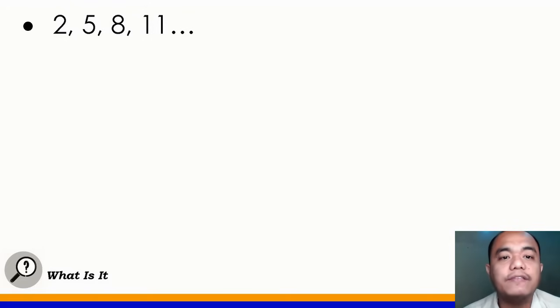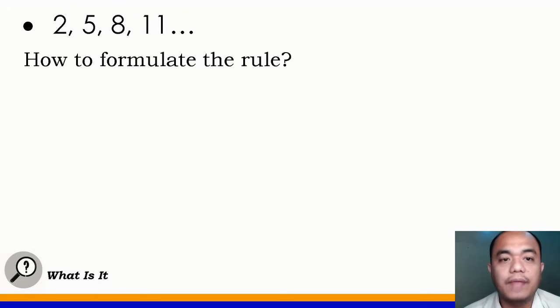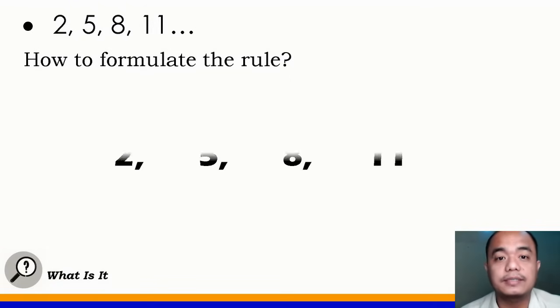We have 2, 5, 8, and 11. How to formulate the rule? This time, we will use another strategy, but this strategy is still connected in forming a pattern. Yes, we will still find a pattern, but then, how do we find a pattern in this particular given set of sequence? Ano ang pwede natin gamitin para makita natin yung pattern sa ibinigay na sequence? So for example, we have 2, 5, 8, and 11. So to look for a pattern, we will work backward.